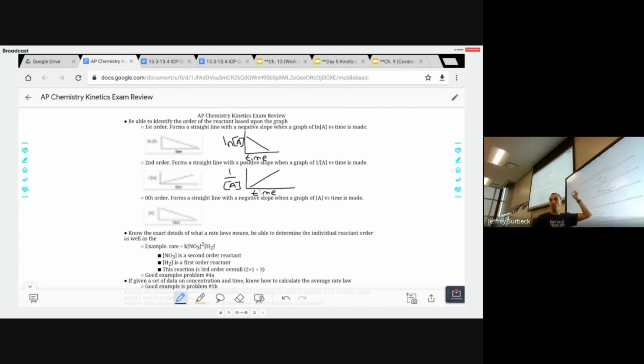That is second order. And then 0 order, we don't see it very often here, is going to be just the concentration versus time. And it has a negative slope. Okay, so the key thing is what's on my y-axis. First order, straight line, natural log of that substance. Second order, 1 over that substance. Okay.